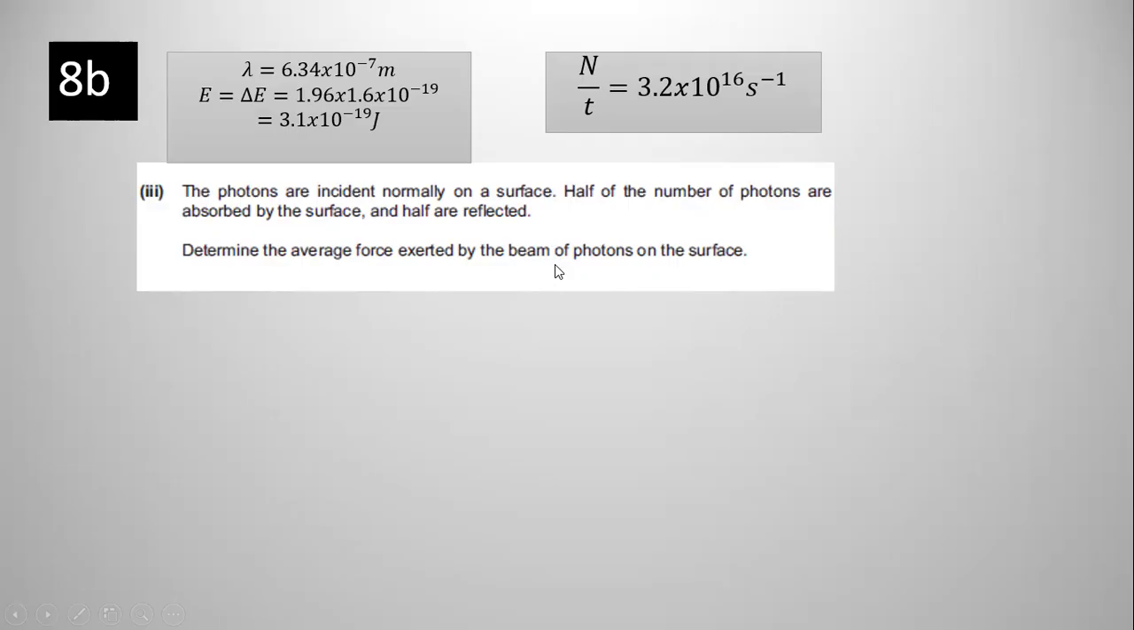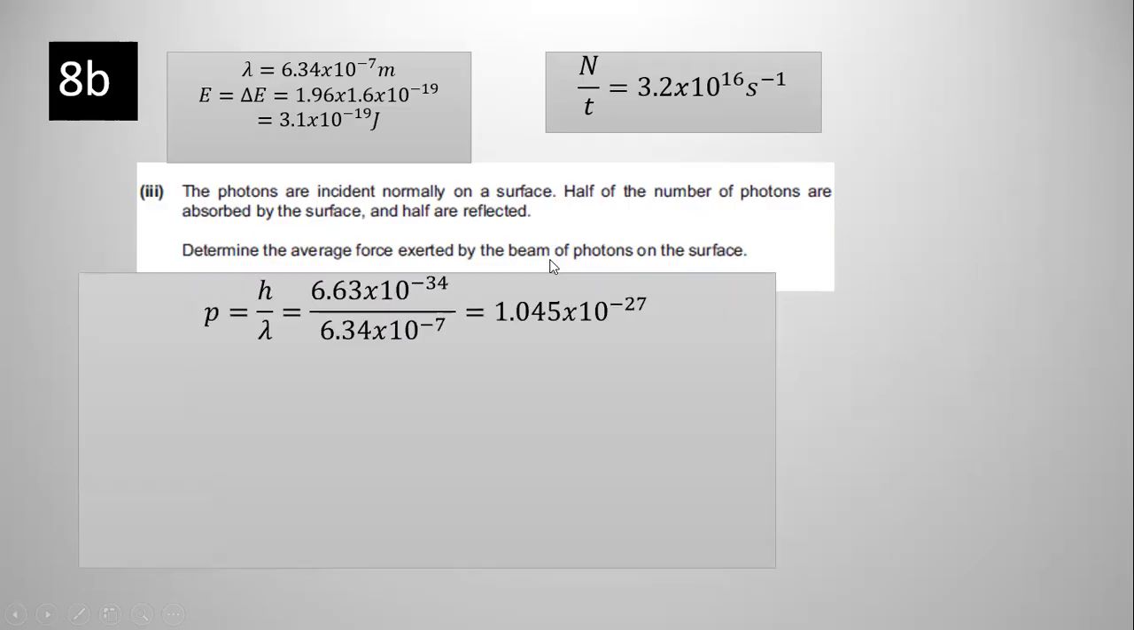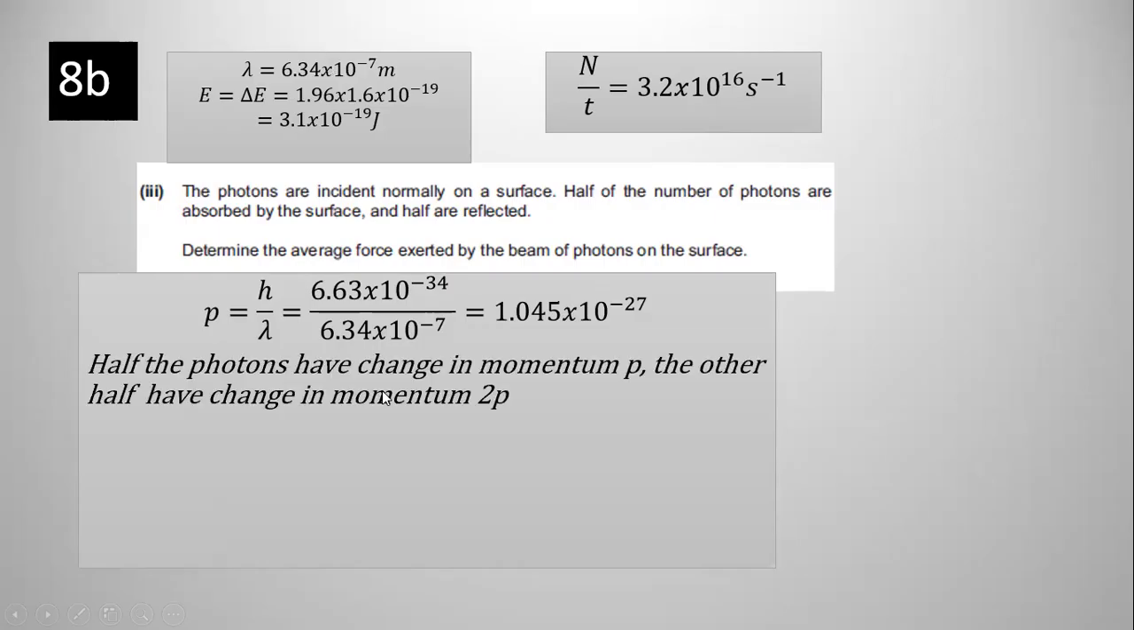So this is your AS work plus A2 work. Calculate the photon energy, the momentum of the photon, right? Use de Broglie's formula, Planck's constant over wavelength. It's the wavelength that we have calculated earlier. Calculate the momentum. Half have momentum p, absorbed, that's why we have p. The other half have momentum 2p, reflected, so it's got 2p.